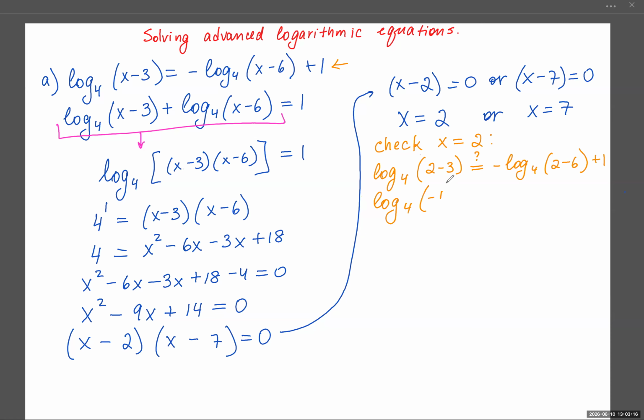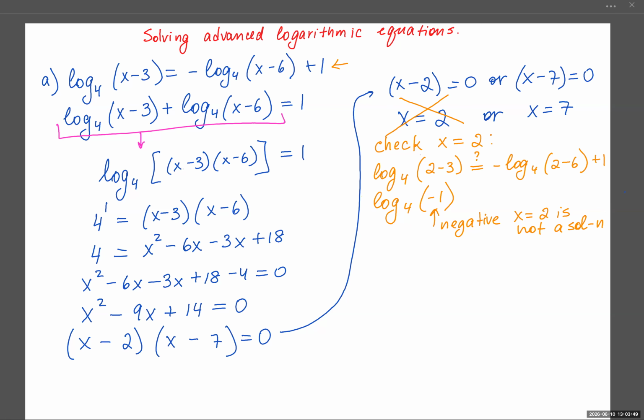Log base 4 of negative 1. That actually cannot happen. This number right here is negative. That is outside of the domain for the logarithmic function. So actually x equals 2 is not a solution. You cannot have a negative inside of a logarithmic function. So I'm going to go ahead and cross out x equals 2. That's not part of our answer.